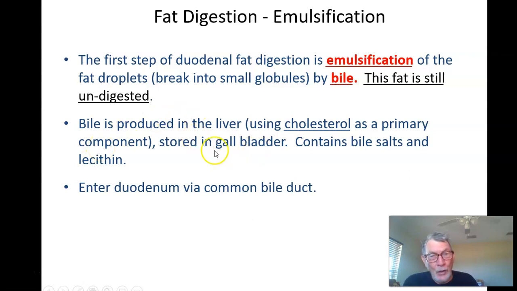It gets stored in the gallbladder, and then it gets squirted into the common bile duct, and at the sphincter of Oddi, it enters when it is stimulated by CCK. CCK stimulates both bile release and pancreatic juice release. Secretin causes more bicarbonate to come in. So CCK will cause your digestive stuff to come into the duodenum where the food is.